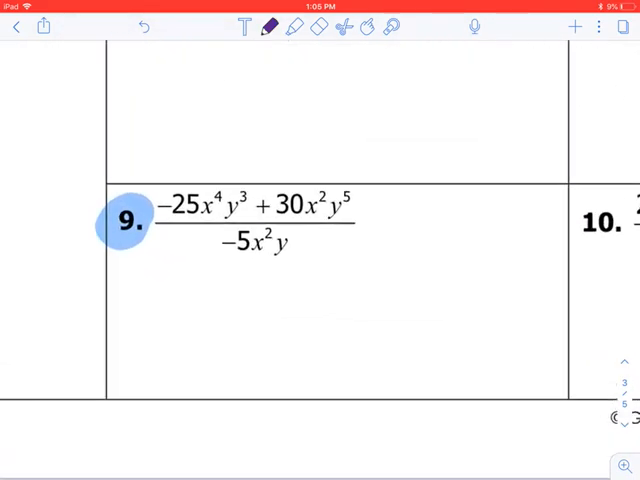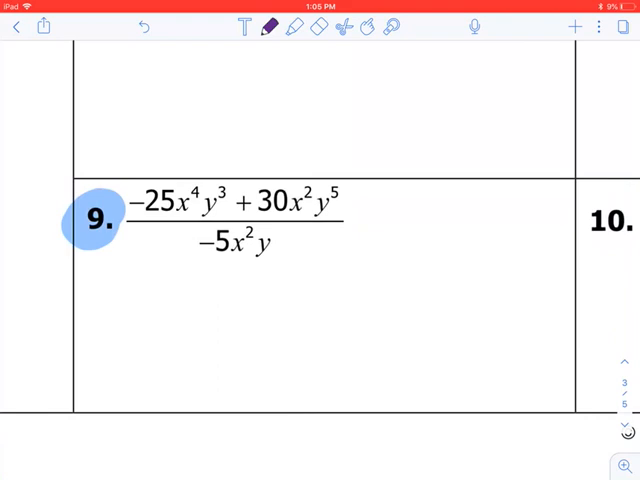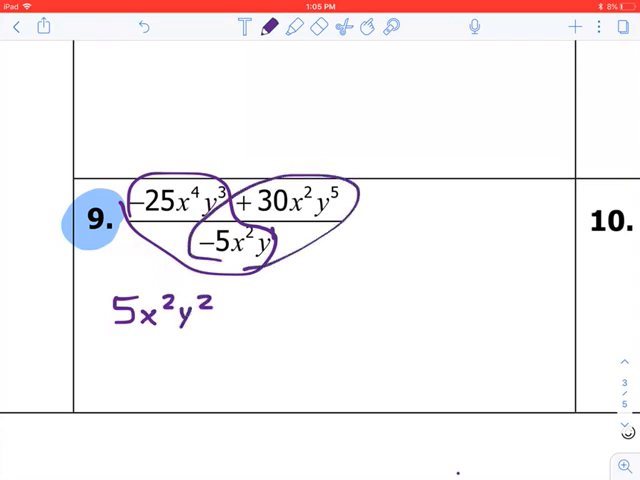And then we'll look at maybe 1 or 2 on the back. So here, I've got negative divided by negative is positive 5. And then we've got 4 minus 2 is 2 for x. 3 minus 1 is 2 for y. And then I do here. 30 divided by negative 5 is negative 6. 2 minus 2 is no x's left. 5 minus 1 is 4 y's left. So y to the 4th. And there we go. Nothing left there.